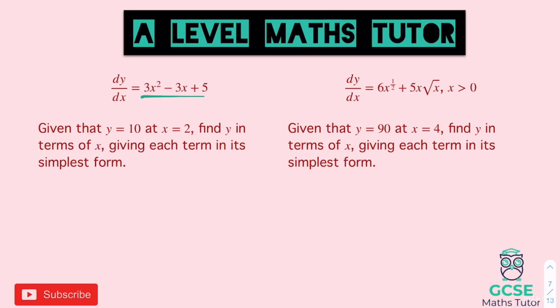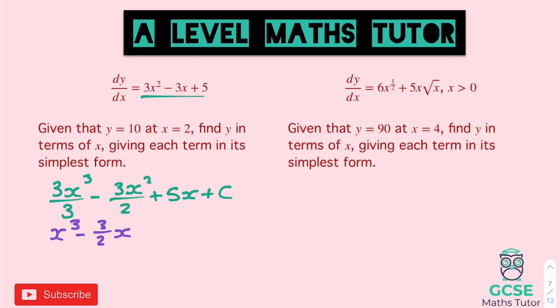So integrating that then, we get 3x to the power of 3 all over 3 minus 3x to the power of 2 all over 2 plus 5x, and we increase the power there, plus c at the end. There we go. So obviously then simplifying this down, we get 1x cubed there, 3 divided by 3, so x cubed. Take away 3 over 2 x squared plus the 5x plus c.